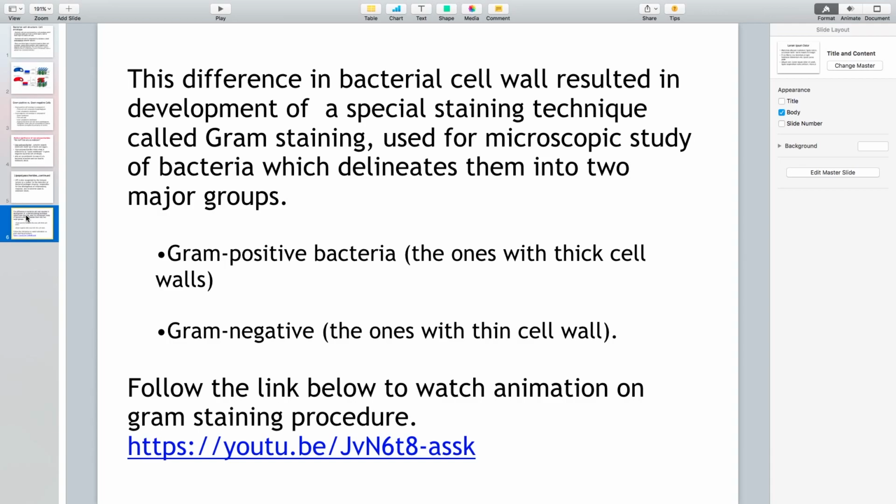Please follow the link below to watch animation on the Gram staining procedure. You could type this in your browser. This is a technique that we will also be practicing a lot in our lab.